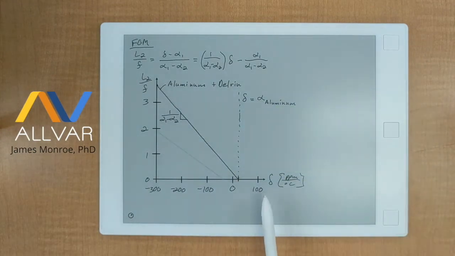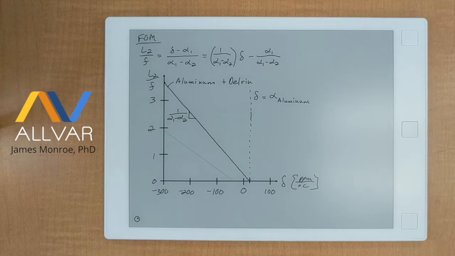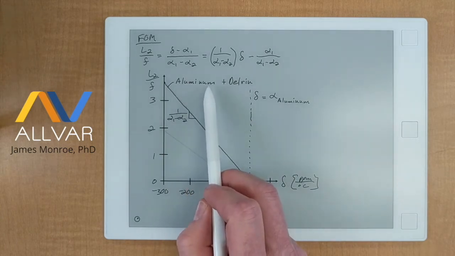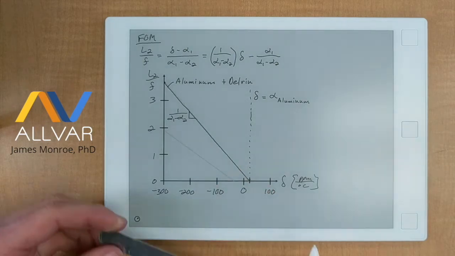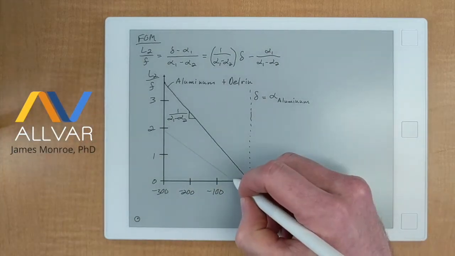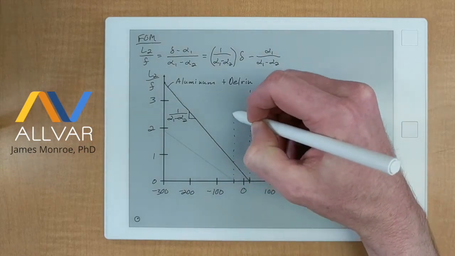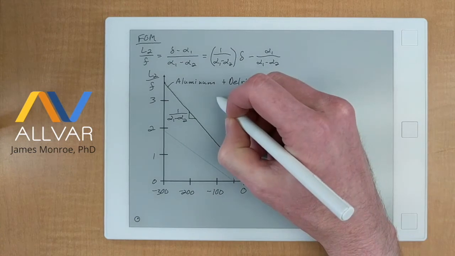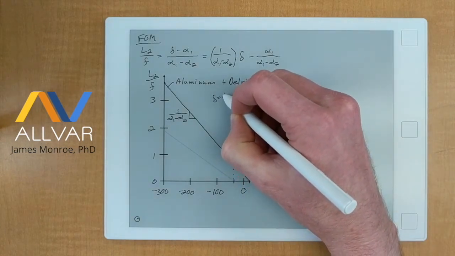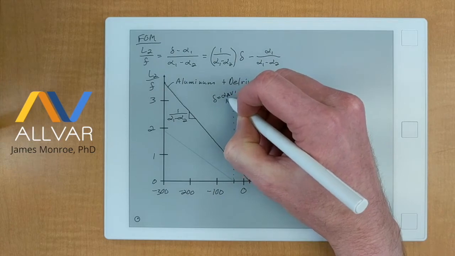So now we've got a way to look at a delta and understand what the length of a system would look like. So now, finally, after all that work, we're able to start to compare the curves or the lines of different material pairs. And if you do something very, very simple, like replace the aluminum with ALLVAR. So ALLVAR has a coefficient of thermal expansion of negative 30 ppm per degree C. So delta here is equal to alpha of ALLVAR Alloy 30.